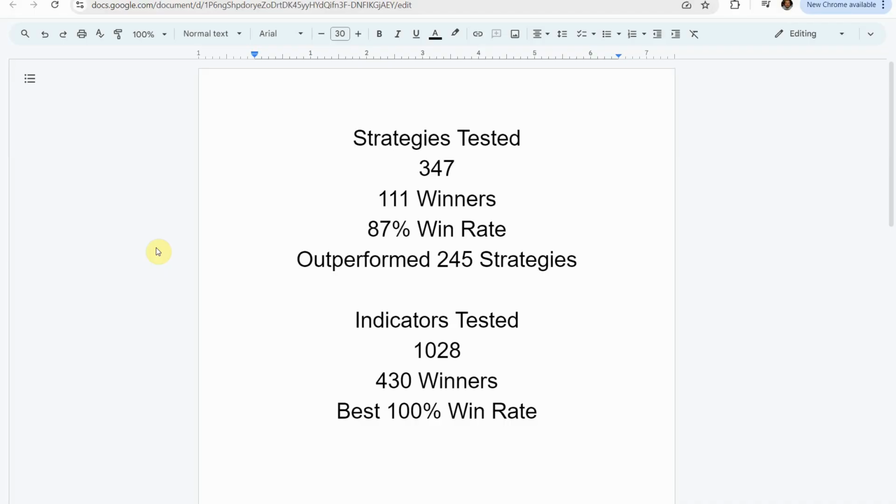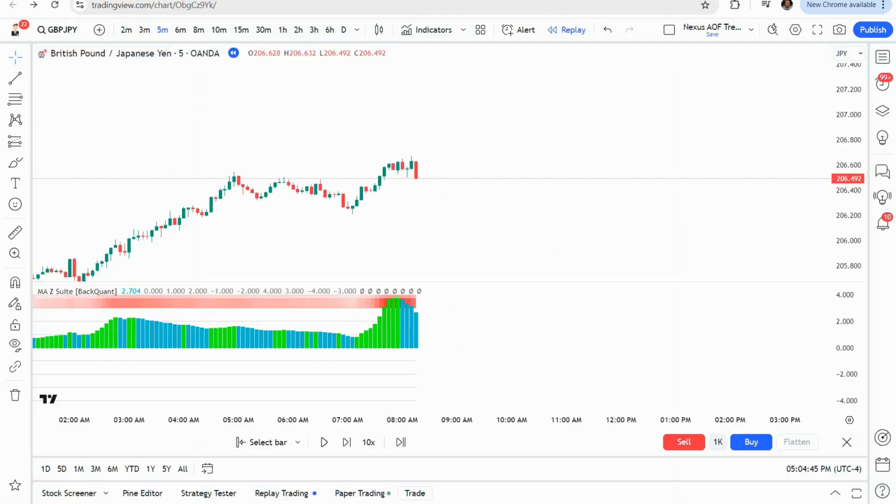Alright, as I said, today we will be testing a reversal indicator. Before we do though, I wanted to put the testing scoreboard up for everyone to see. So to date, we have tested a total of 347 different strategies, with 111 of them being winners. The best one so far was able to achieve an 87% win rate. That was achieved using the Academy of Forex indicator. And so far, since we've been keeping track, it has outperformed 245 of the other strategies that we have put it up against, every single one so far. We've also tested a total of 1,028 indicators, with 430 of them being winners.